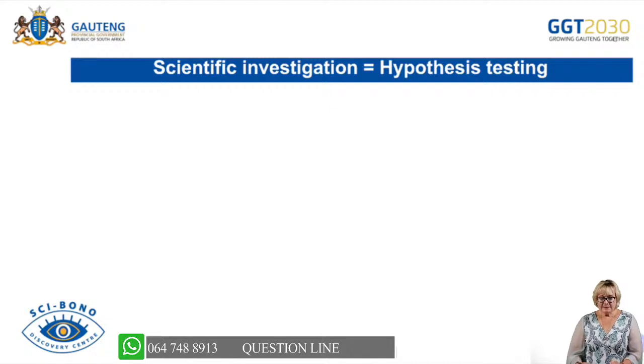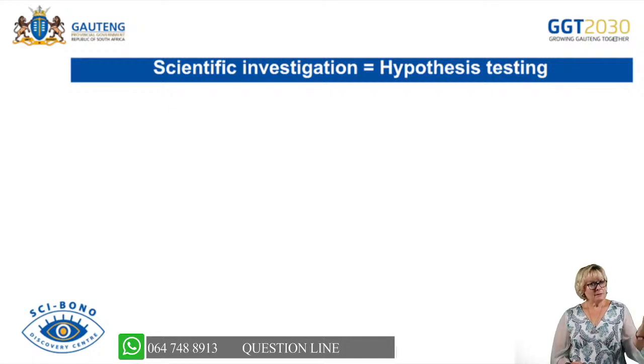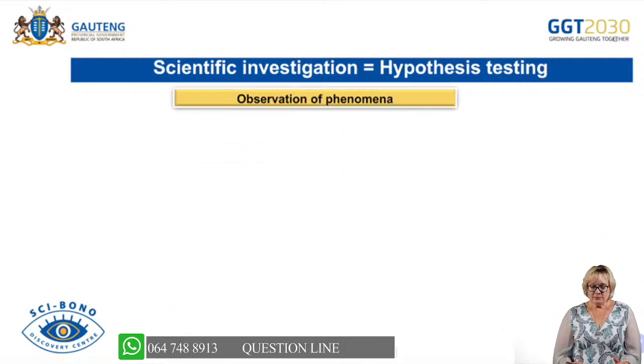Then a scientific investigation is basically hypothesis testing. All right, because somebody has seen something, has posed a question, came up with a possible answer, and now they must go and test it. So first of all, somebody has made an observation of a phenomena. What is a phenomena? It's just something that you have seen. All right, so it's a big word for something actually very simple.